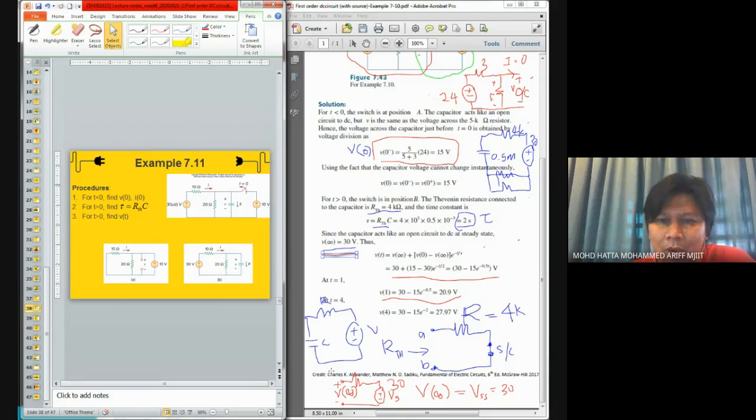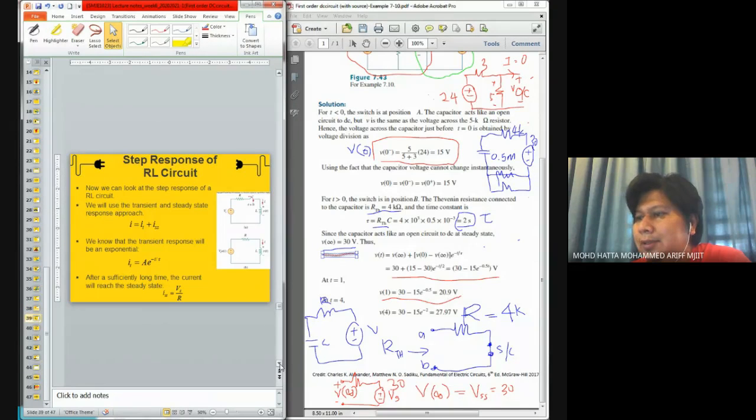Capacitor will behave like an open circuit, and then find the open circuit voltage across that capacitor, across those two terminals. Okay, that's some reminder for you guys in order to really understand what's going on over here, because I think there's something hidden in the solution. If you don't have that equivalent circuit, you don't understand how this V infinity comes across. All right, for step response of RL circuit.